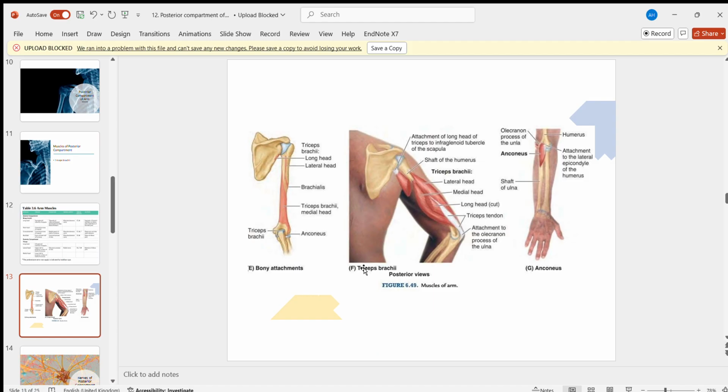In this picture, we can see this is the attachment of long head, the infraglenoid tubercle. This is the attachment of lateral head above the radial groove, and this is the attachment of medial head below the radial groove. This one is the insertion on the olecranon process of ulna. So these are the three bellies of the triceps muscle. The long head, the lateral head, and this is the medial head.